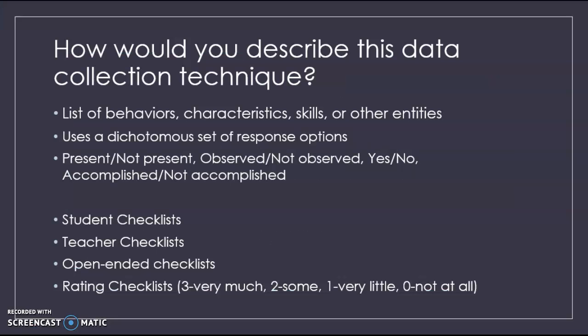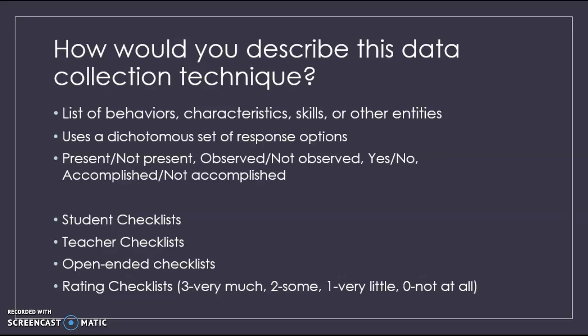All right, so checklist. I would describe this as a list of behaviors, characteristics, skills, or other entities that uses a dichotomous set of response options. So it's a set of items that can be measured as present, not present, observed, not observed, yes or no, accomplished, not accomplished, done, not done.